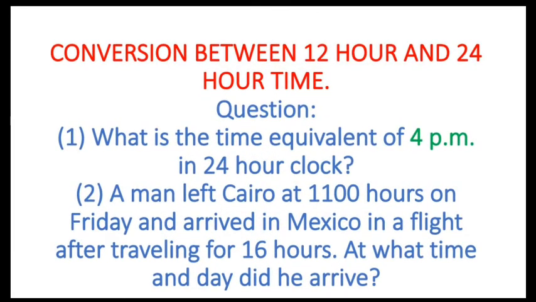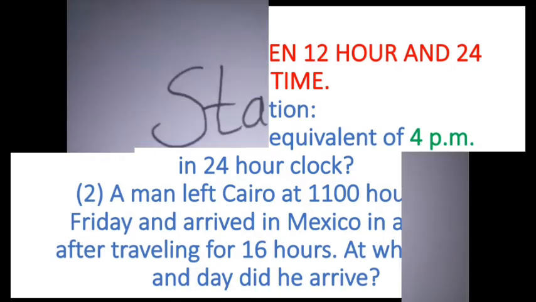Now let's look at example number 2. A man left Cairo at 1100 hours on Friday and arrived in Mexico in a flight after traveling for 16 hours. Alright, note that the 16 hours, or 1600 hours, must be added to the 1100 hours.